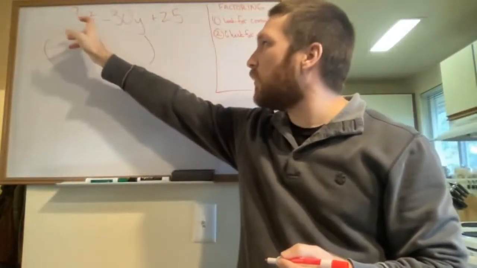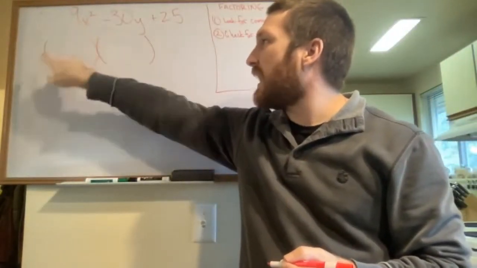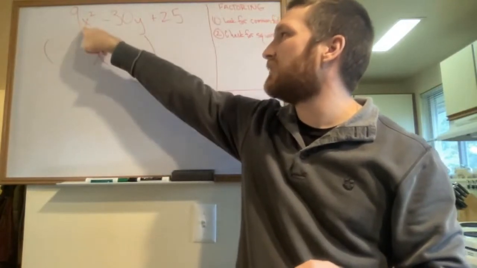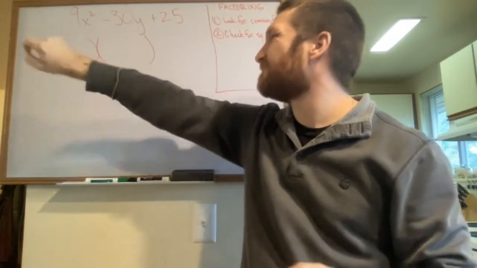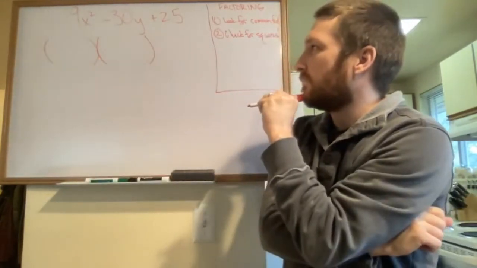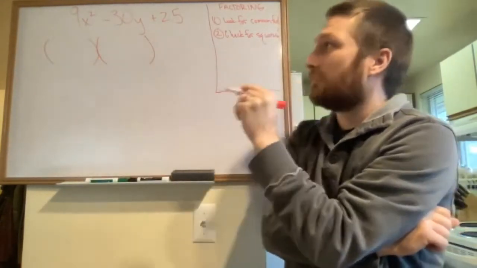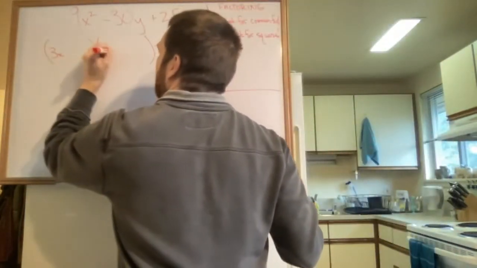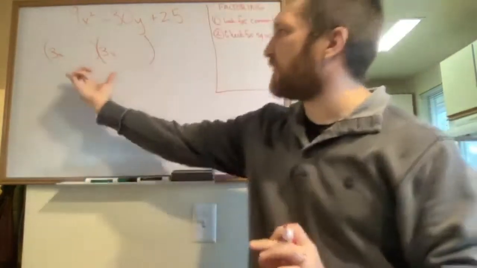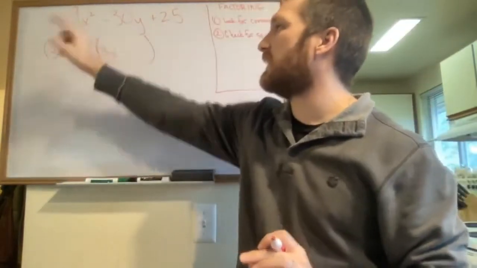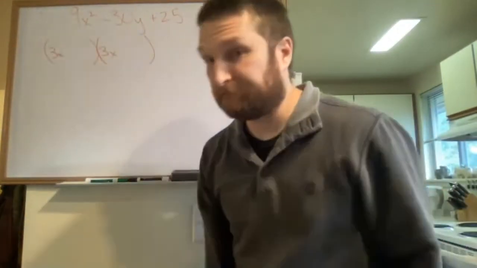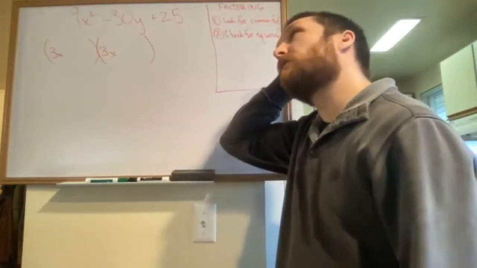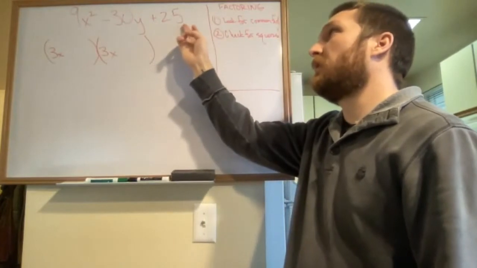So what about this one? Is there a way of multiplying something by itself to give me that? Yes. What is it? 3x. If this were a 3x, then when I do my first, I would have 3x times 3x is 9x squared. Nice. What about this one? Is it a perfect square? The last one, 25?